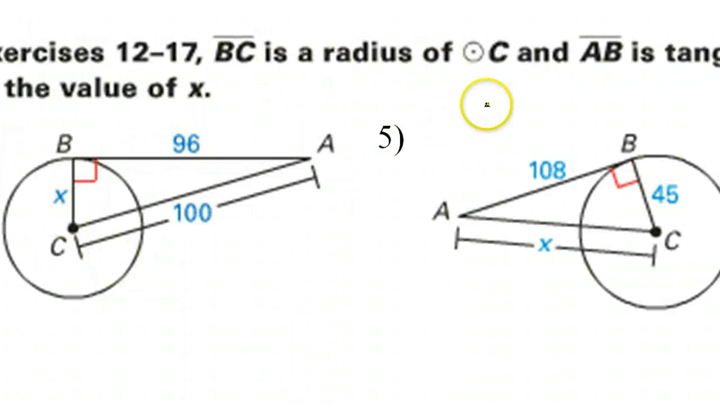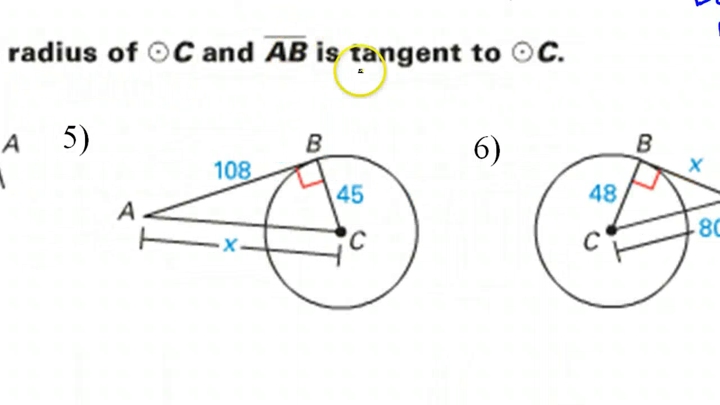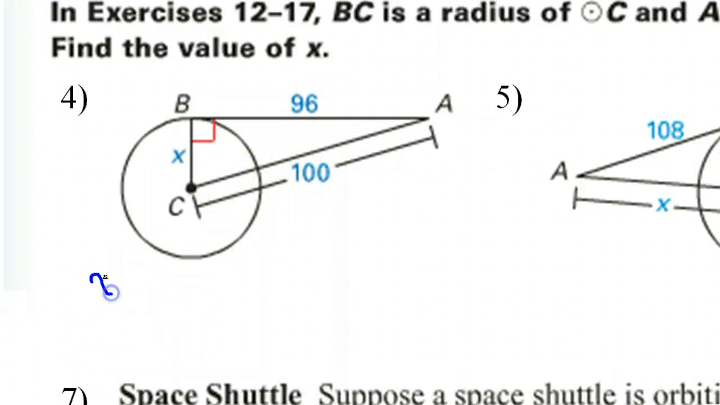Now, in the next few exercises, obviously BC is the radius of the circle, and we're given that AB is tangent to circle C. Alright, that's a given. It is tangent. Find the value of x. Well, if this is a tangent, that means this is a 90-degree angle, so we should be able to do the Pythagorean theorem. In other words, x squared plus 96 squared is equal to 100 squared.